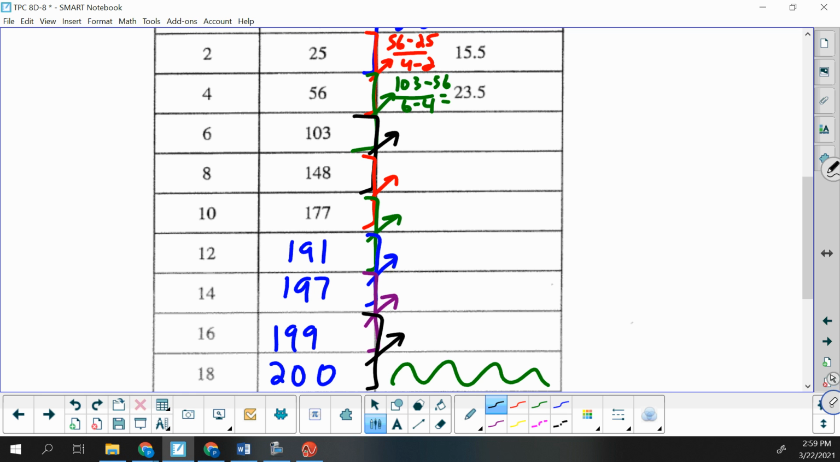All right, so the different slopes we should have gotten: 22.5 here. We should have gotten 14.5 there. 7, 3, 1, and 0.5.